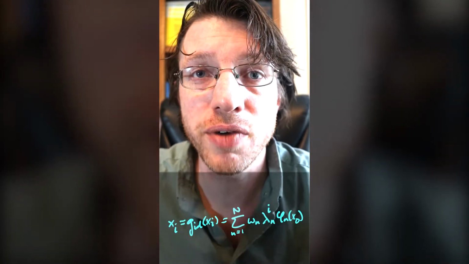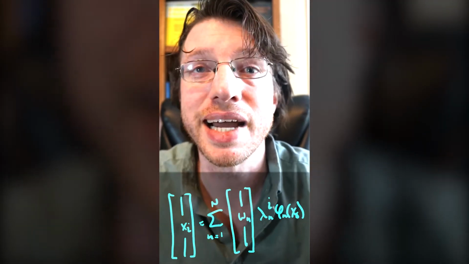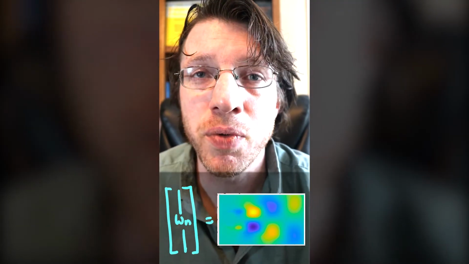If you need this for all of R^n, then you do this for each dimension, and that gives you the Koopman modes.